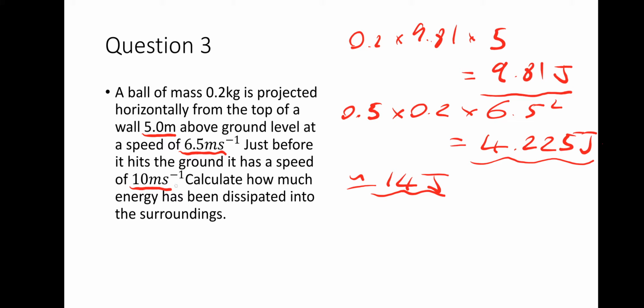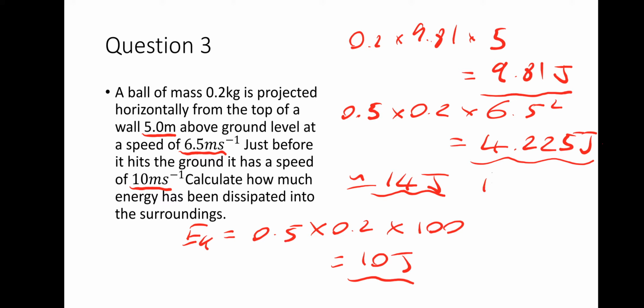Then we just need to calculate the energy at the bottom and then do a comparison. The energy at the bottom is just the kinetic energy. So that'll just be half mv squared, so 0.5 times the mass, which is 0.2, times 10 squared, which is 100. So that's the kinetic energy. Half of 0.2 is 0.1. 0.1 times 100 gives us 10 joules of energy.